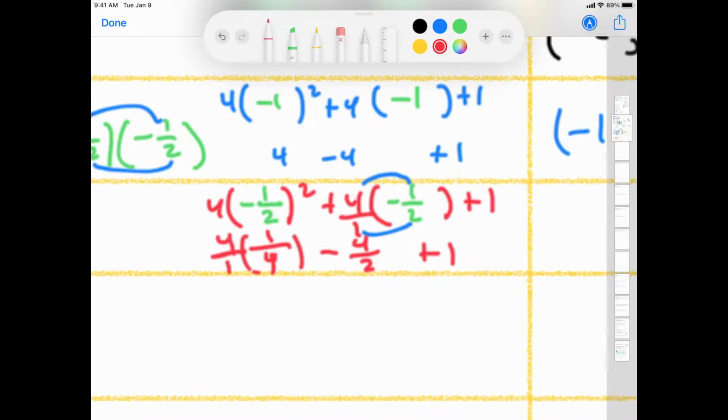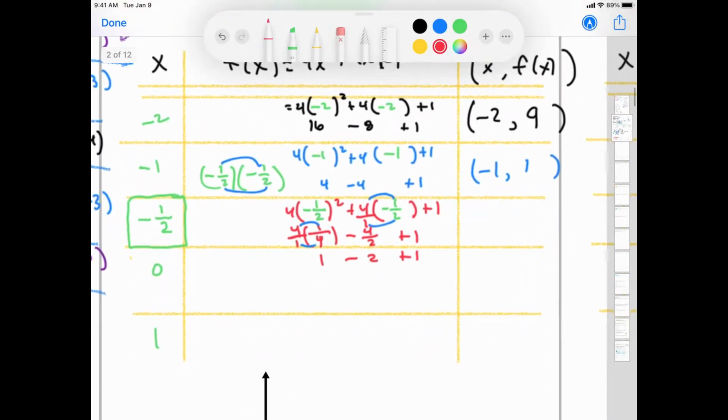And you'll notice the same thing over there. You're just going to multiply the numerator and denominator. That would be 4 over 4, which would give you 1. 4 divided by 2 is 2. And 1 minus 2 is -1. -1 plus 1 is 0. So I have -1/2, comma, 0.